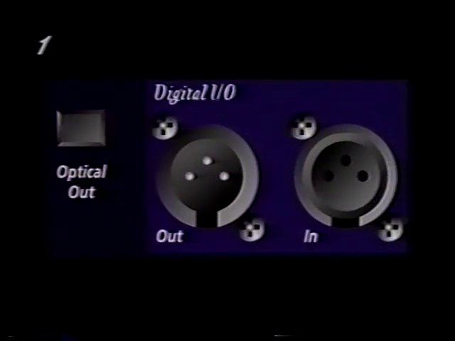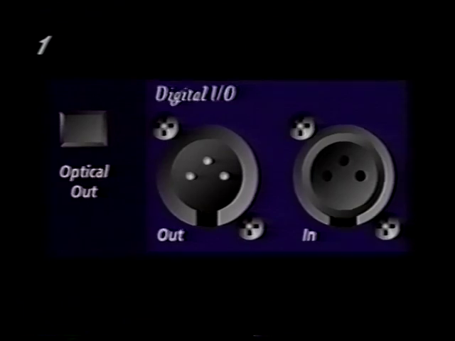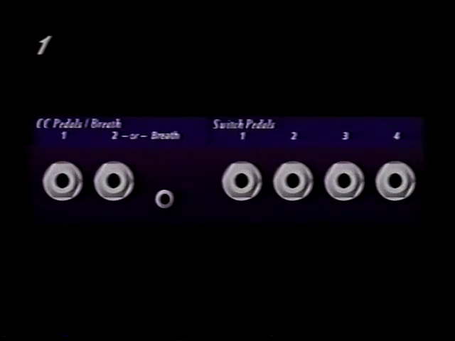If you have the sampling option, you will see analog and digital sample input and digital output connectors. For keyboard owners, you will also see jacks for plugging in four switch pedals, two continuous controller pedals, and a breath controller. We'll be showing some examples of using these controllers later in the video.